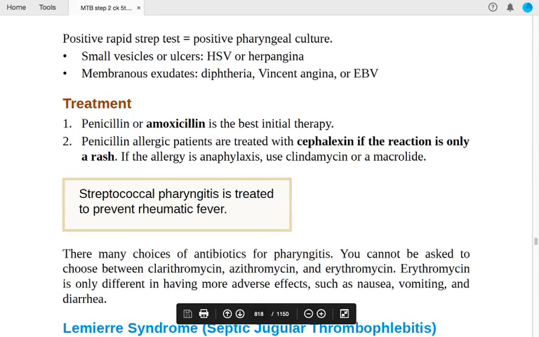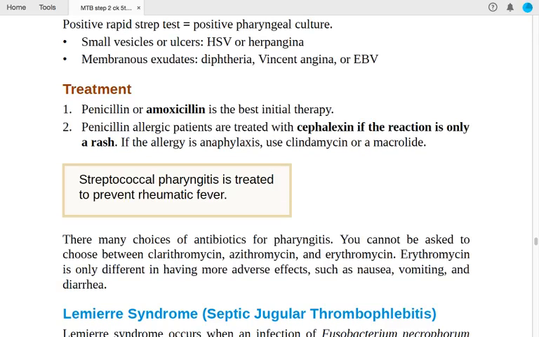We'll go for this. Penicillin allergic patients are treated with cephalexin if the reaction is only a rash. If the reaction is only a rash, then only you can use this in case of allergic reaction, right? That you can give cephalexin. Because how can we say the patient is penicillin allergic? Because the patient must be presenting with a rash. If the allergy is anaphylaxis, then we can't use cephalexin. Then we have to use any non-beta-lactam antibiotic, that is clindamycin or macrolide.